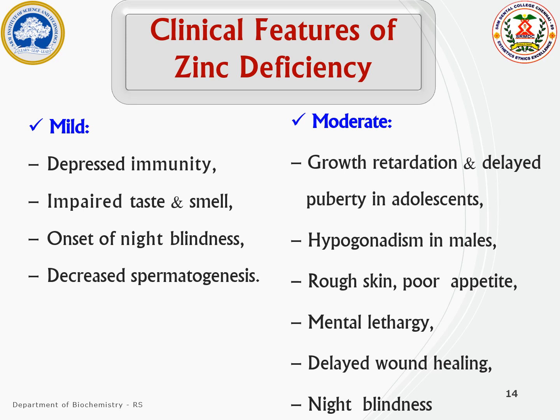The clinical features of zinc deficiency are mild, moderate and severe. In mild deficiency, the person will encounter depressed immunity, impaired taste and smell, onset of night blindness and decreased spermatogenesis. In moderate zinc deficiency, the person will encounter growth retardation, delayed puberty in adolescents, hypogonadism in males, rough skin, poor appetite, mental lethargy, delayed wound healing and night blindness.